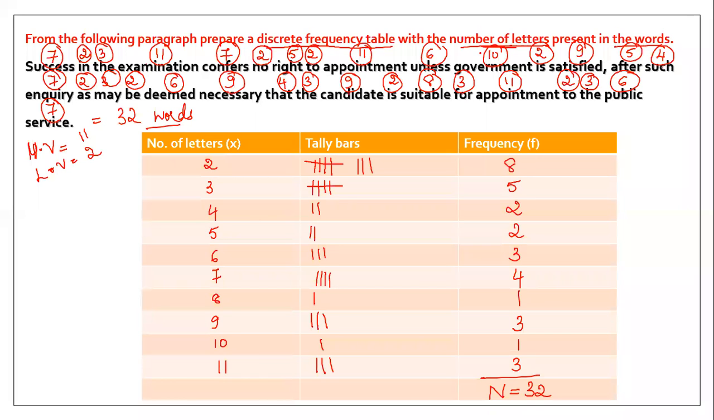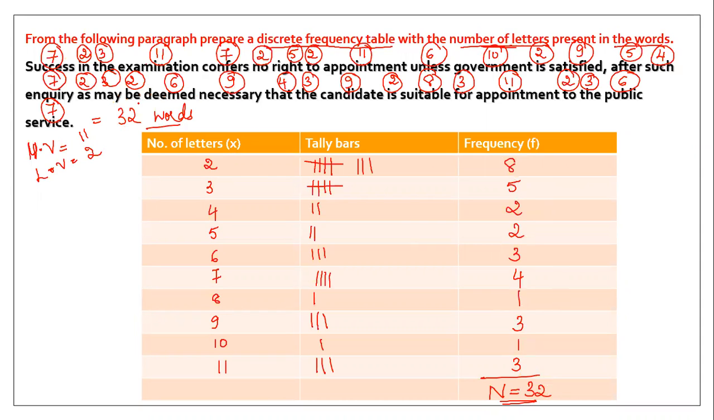So the total is 32. That means you have to add all this. That is 8 plus 5 plus 2 plus 2 plus 3 plus 4 plus 1 plus 3 plus 1 plus 3. That will give you the total 32. That means your answer is correct. You have 32 words. That means your frequency total should be equal to the words that you have.